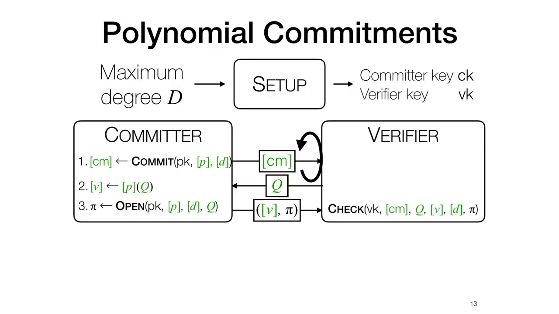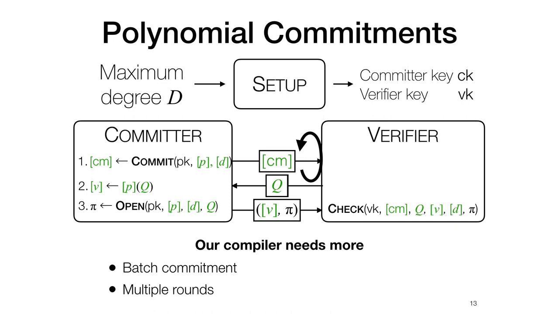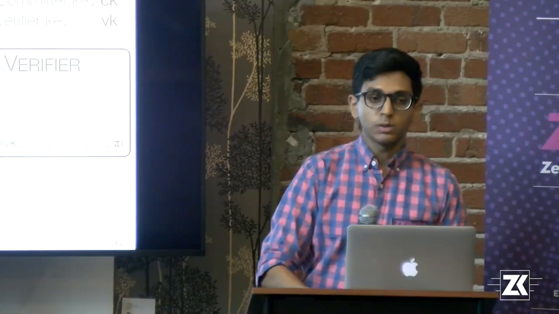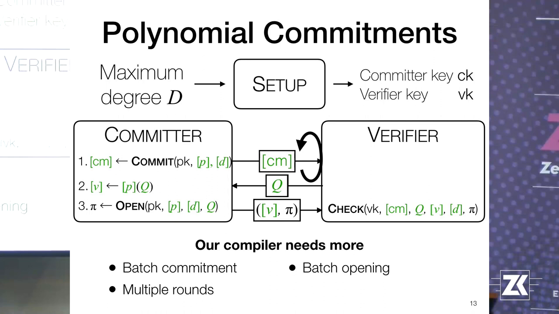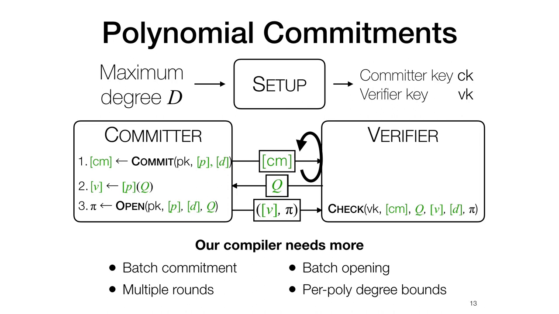But to plug into our compiler, we actually need more properties. Basically, you want to support some of the properties of our AHP. So we need to support batch commitment, because each round in the AHP has multiple polynomials, so you want to be able to commit to multiple polynomials at once. You want to be able to commit to polynomials across multiple rounds, and then have extractability also hold for this multi-round notion. You want to be able to open your polynomials not at a single point, but at a query set Q. And finally, this is a bit of a technical notion, you also want to be able to have per polynomial degree bounds.